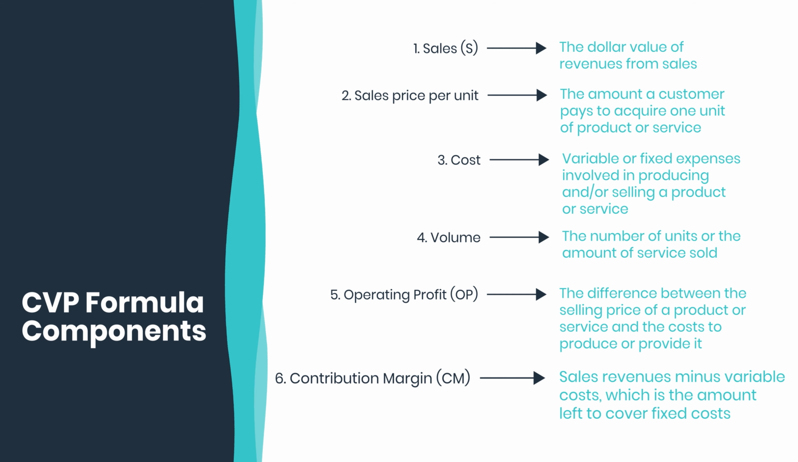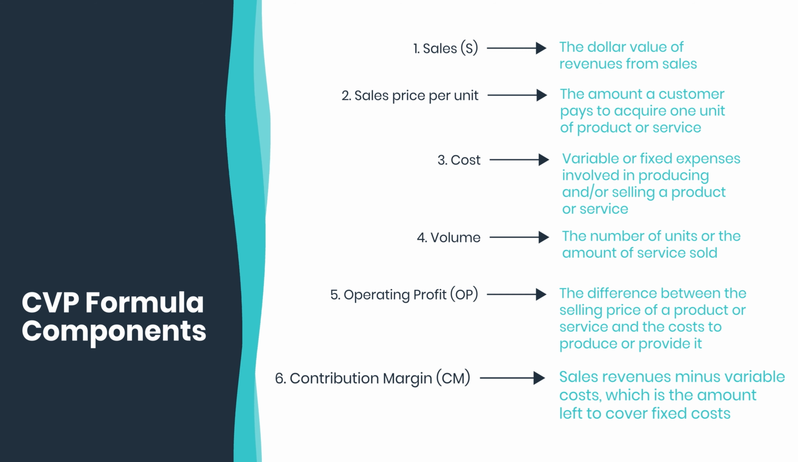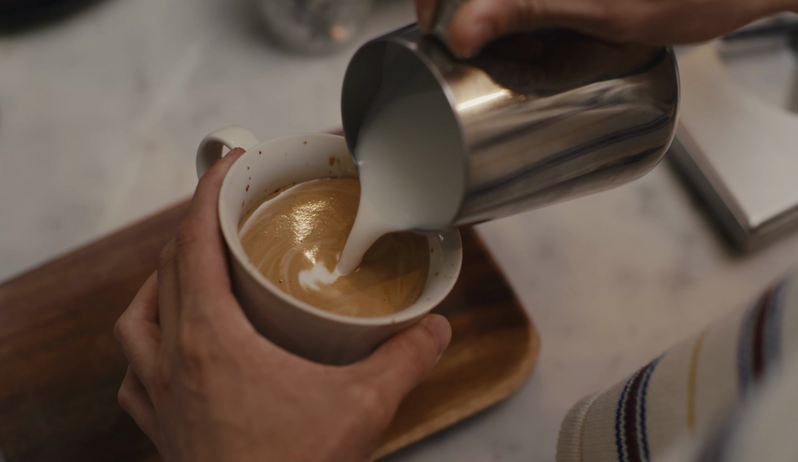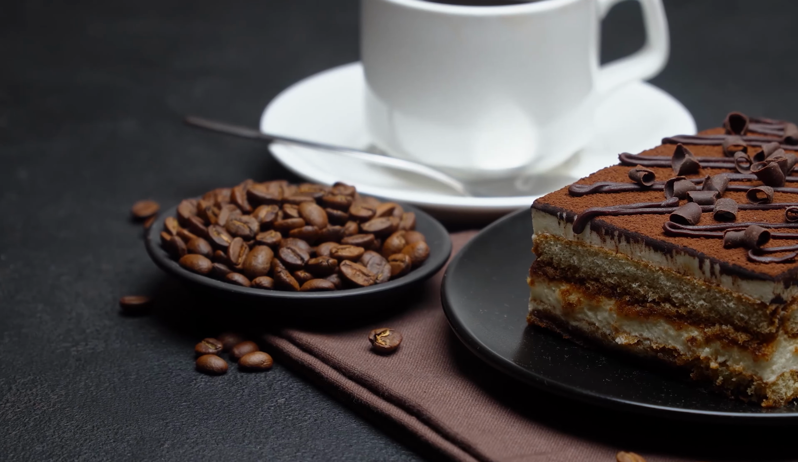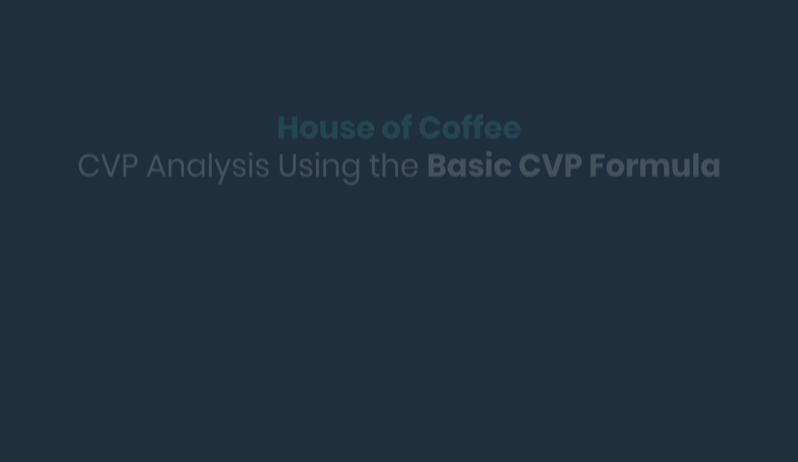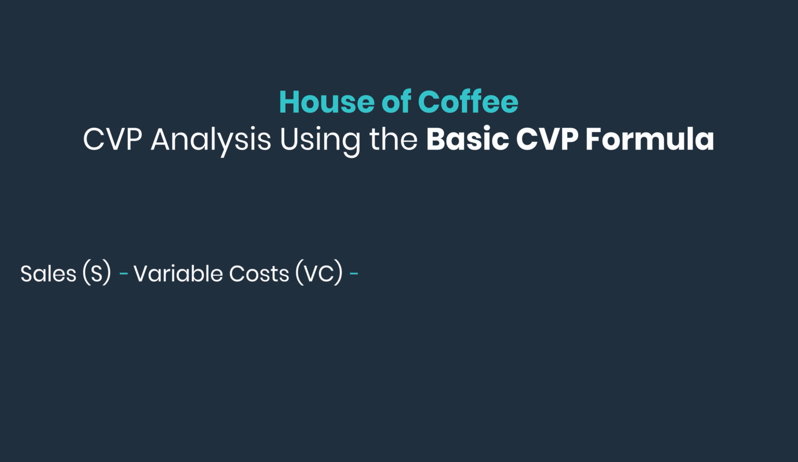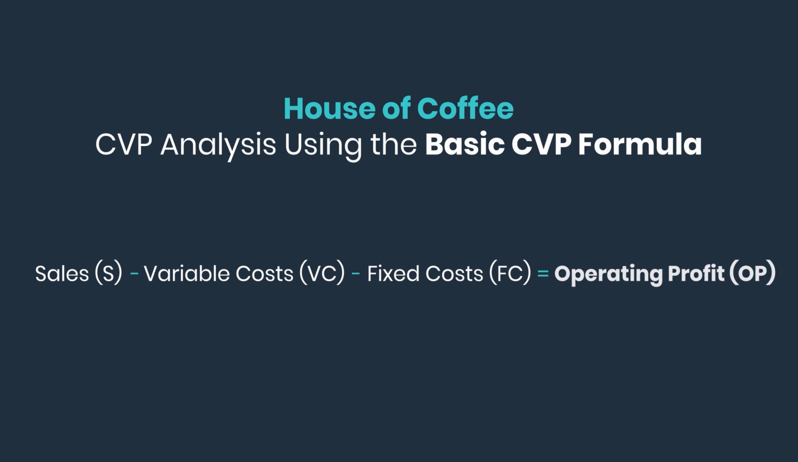Let's use the basic CVP formula to analyze House of Coffee's operating profit for three of their most popular in-store consumable products: the large cappuccino, large Americano, and the coffee puff pastry. This is a great starting point for revealing where they are now and where they want to be and how they can get there. Remember, this formula is as follows. Sales less variable cost less fixed cost equals operating profit.